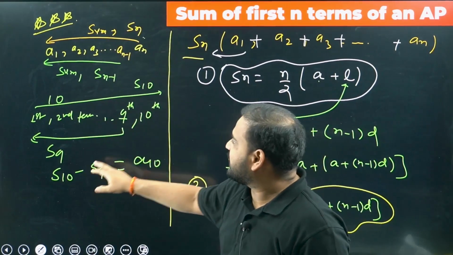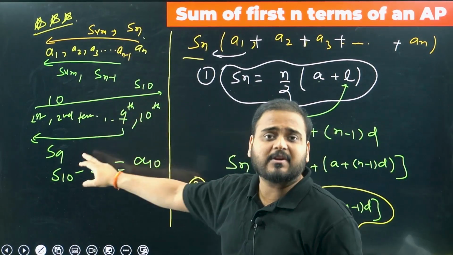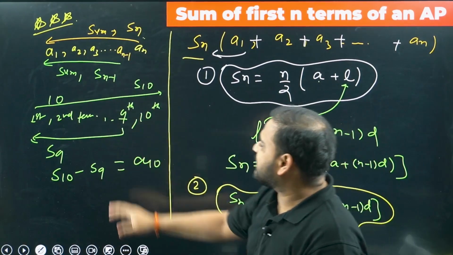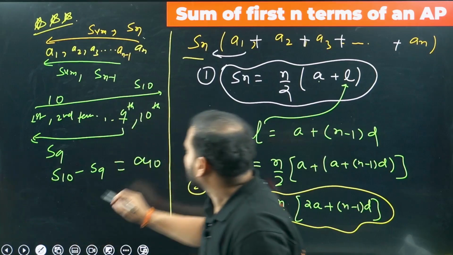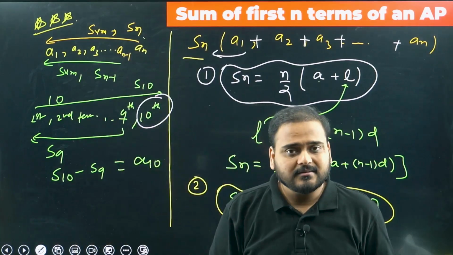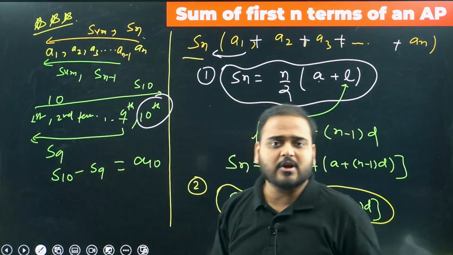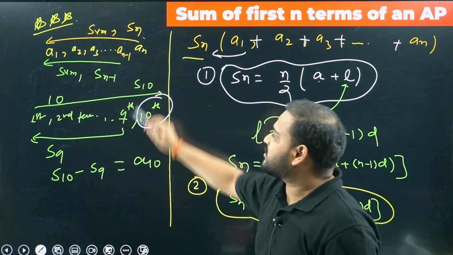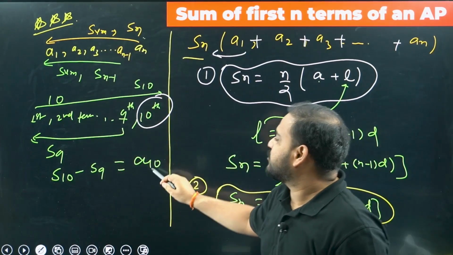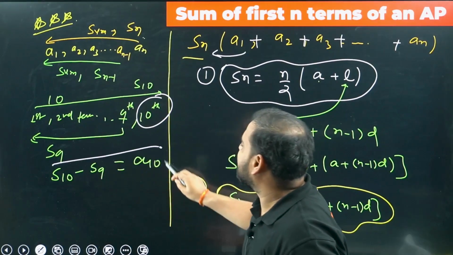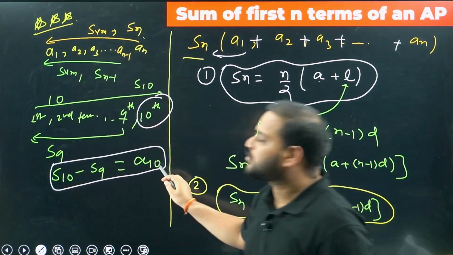Think about it. The difference between the sum of 10 terms and the sum of 9 terms is what? The 10th term. Because in the sum of 9 terms, you have not included the 10th term, right? When you are adding the first 9 terms, you are leaving out the 10th term, right? So when you subtract the sum of 9 terms from the sum of 10 terms, what are you leaving? The 10th term. So the formula is this. S10 minus S9 equals A10.